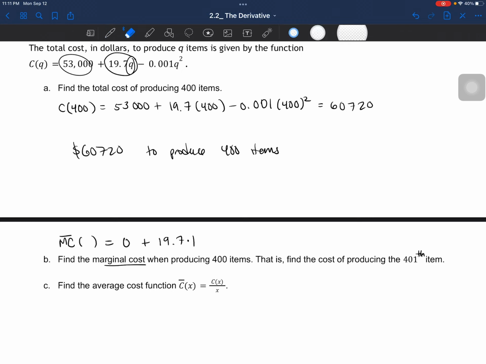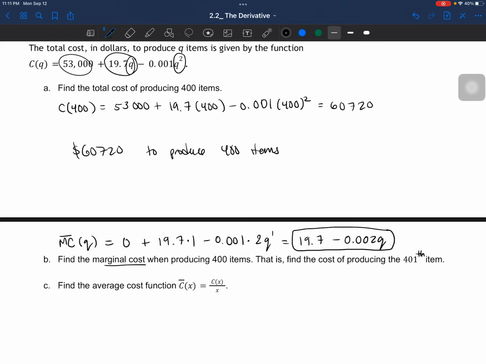Now I've got to do a correction here. That's a Q right here, since we're dealing with the independent variable Q. Minus 0.001 times the derivative of Q squared, which is 2Q to the power of 1. And this will give us 19.7 minus 0.001 times 2, which is 0.002Q. There you go. So we found the marginal cost.